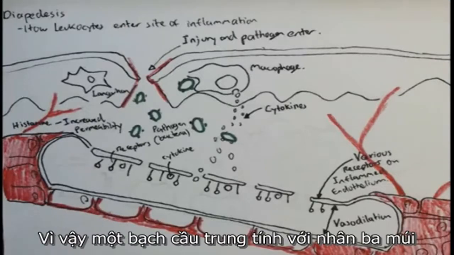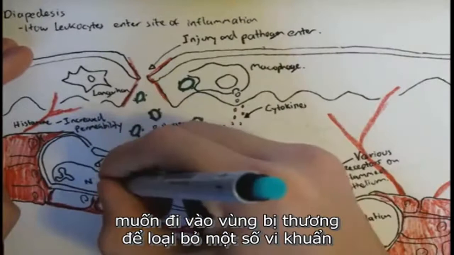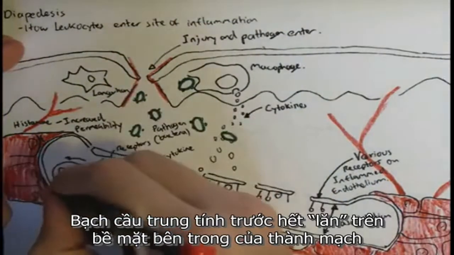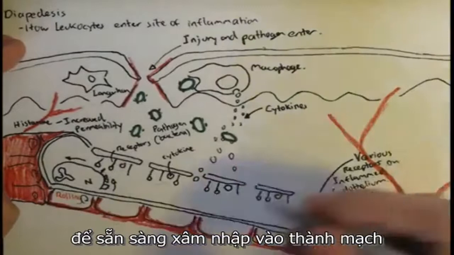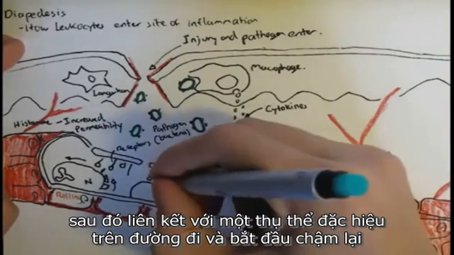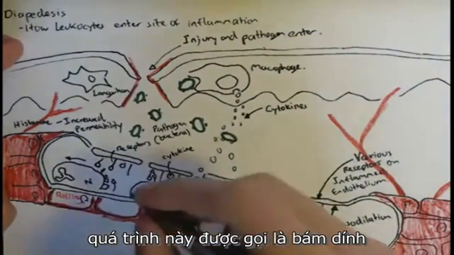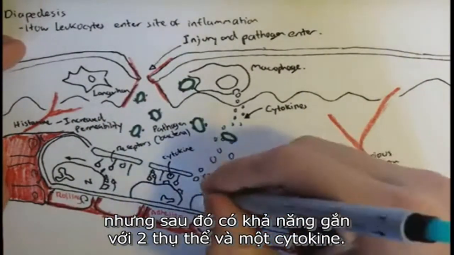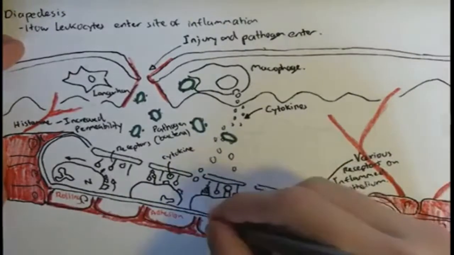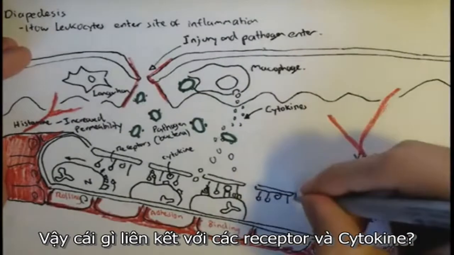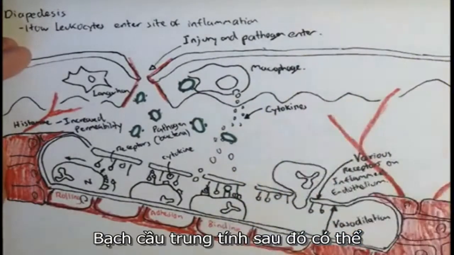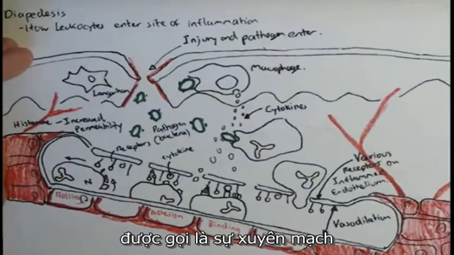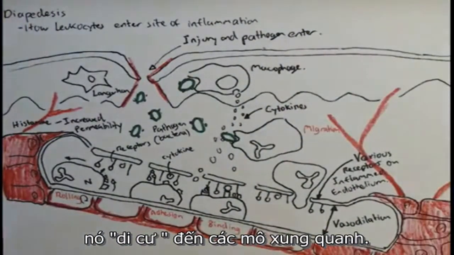So let's just say a neutrophil, with its 3-lobed nucleus, wants to go into the injured area to eliminate some bacteria if it can. Due to the activated endothelial cells and cytokines, the neutrophil firstly rolls on the inner surface of the vessel walls to get ready to enter. It then binds to a specific receptor along the way and begins slowing down. This process is called adhesion. It then still keeps rolling, but then is able to bind to 2 receptors and a cytokine. The neutrophil actually binds to more receptors, but we are only looking at the main ones. So once bound to these receptors and the cytokine, the neutrophil then can immigrate through the vessel wall, and this process as it passes through is called diapedesis. And once in the surrounding tissue, it has migrated, the migration process.